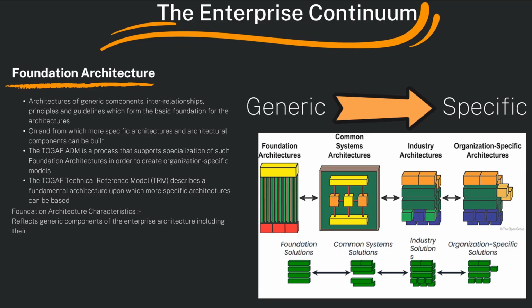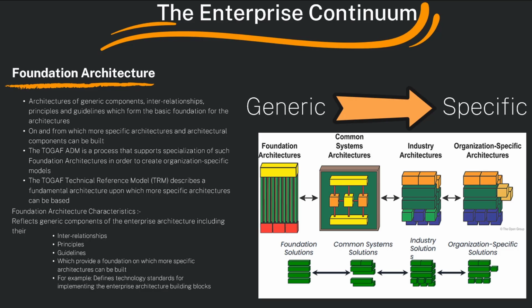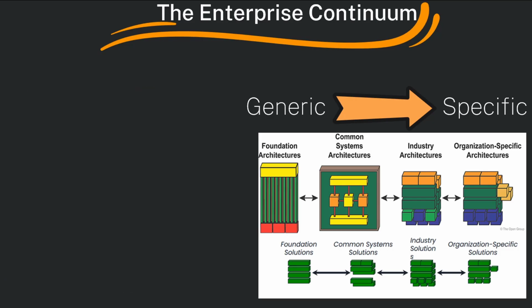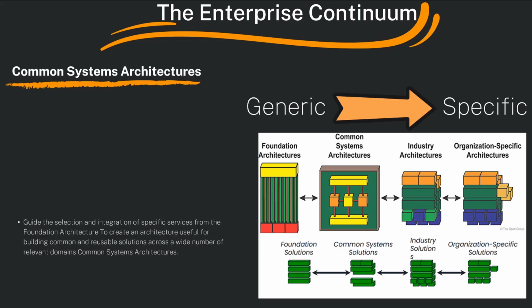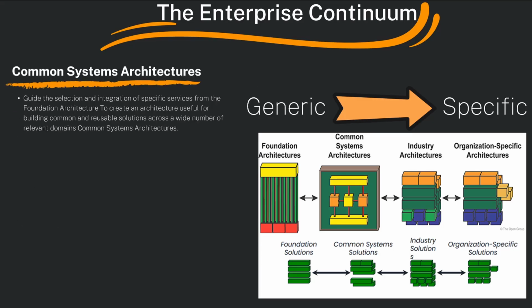Foundation architecture characteristics reflect generic components of the enterprise architecture, their interrelationships, principles, and guidelines, which provide a foundation on which more specific architectures can be built. For example, defining technology standards for implementing the enterprise architecture building blocks. Common systems architectures guide the selection and integration of specific services from the foundation architecture to create an architecture useful for building common and reusable solutions across a wide number of relevant domains.